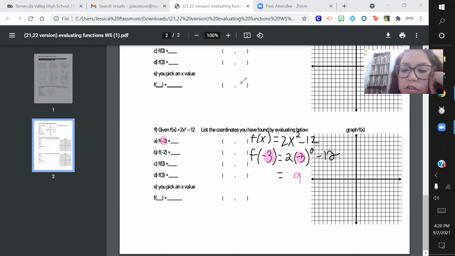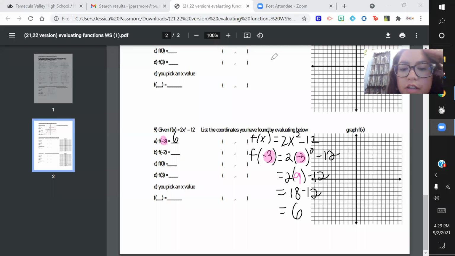So f of -3 is really 2 times 9 minus 12. 2 times 9 is 18, minus 12 is what f of -3 gives us. So 18 minus 12, I think that's 6. Yeah, 6. So when we plug in -3, we get out 6. And over here, you'll notice that we have some coordinate space, right? So we're recognizing the relationship that when we plug in -3, we get out 6. And then we're just going to plot those points on the graph.